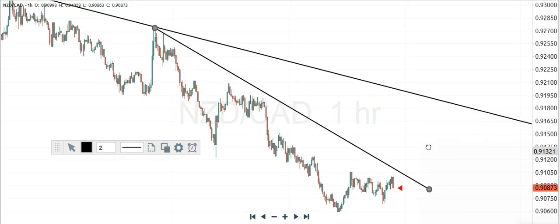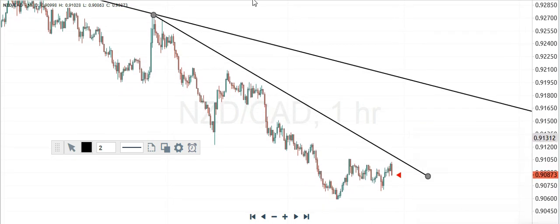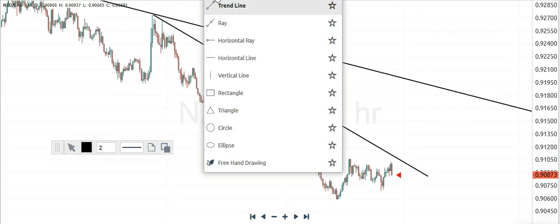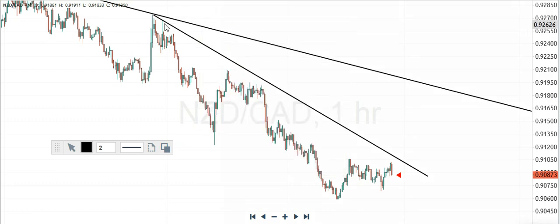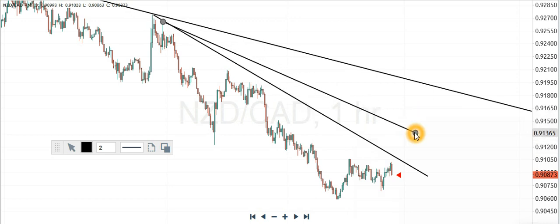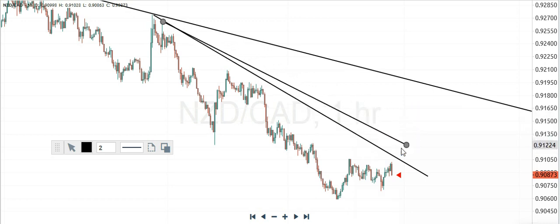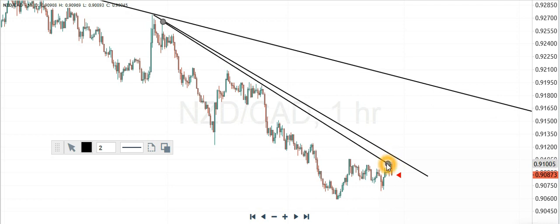So the last point that it touched would have been up here, but as you can see, this trend line would have been similar to here, right? So if I extend it, right, and I come in and I come in and I come in, then it will touch right there, right there.